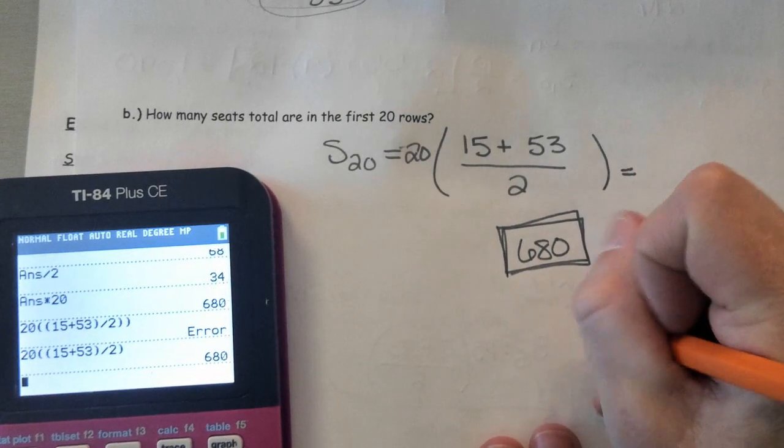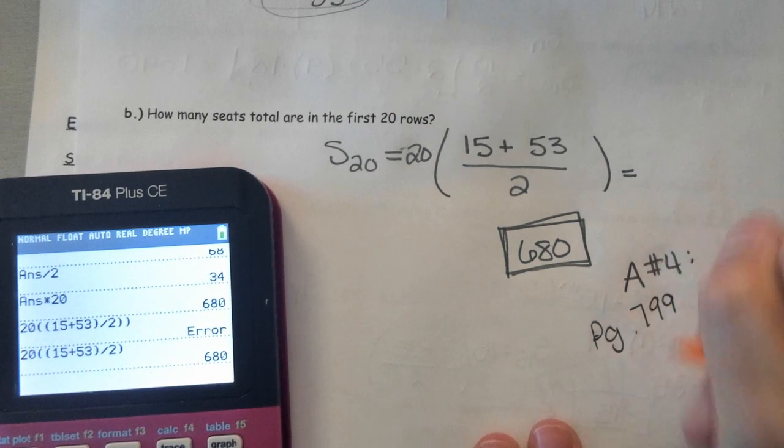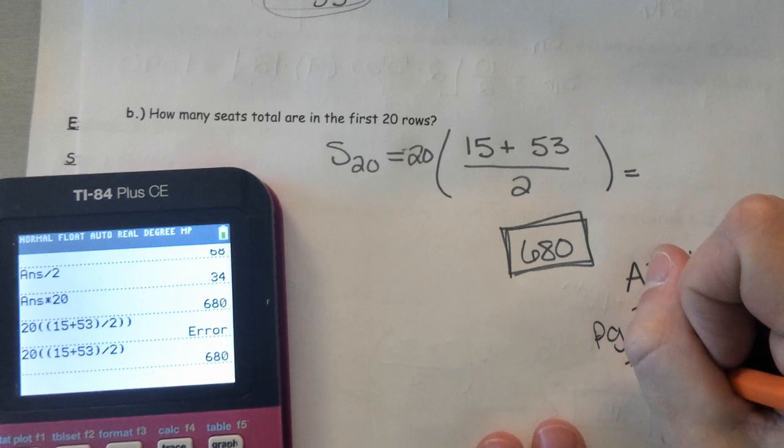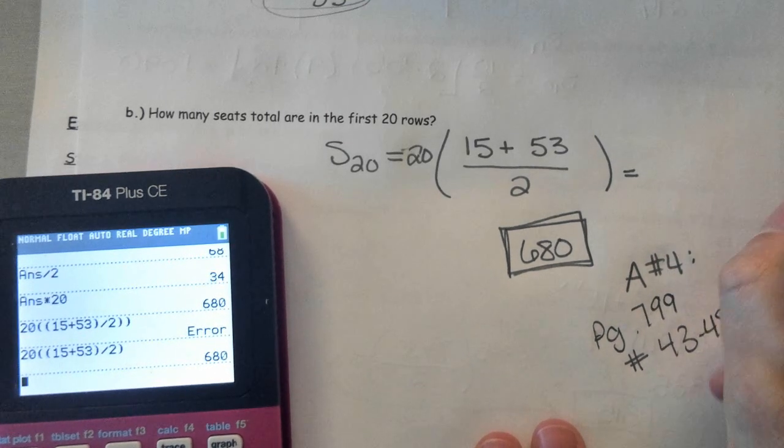Alright, page 799. Numbers 43 to 48 and 64.